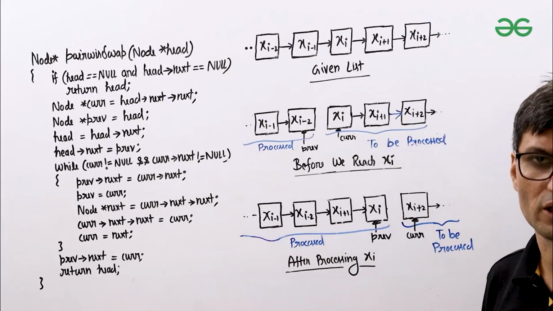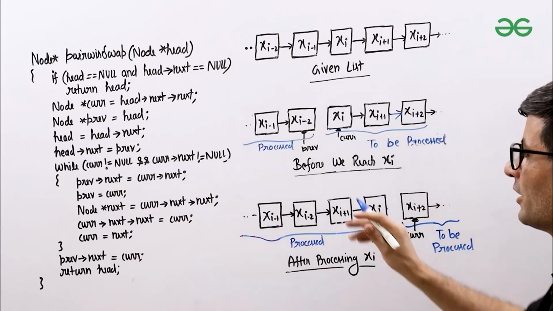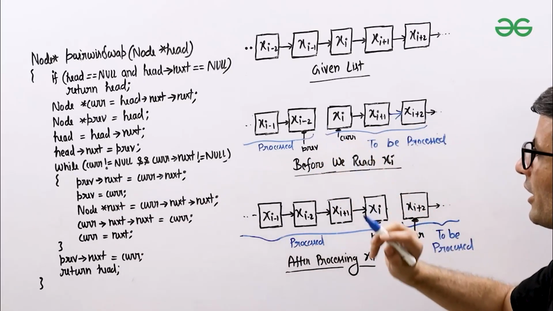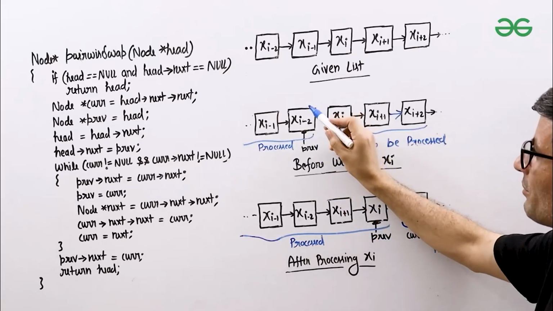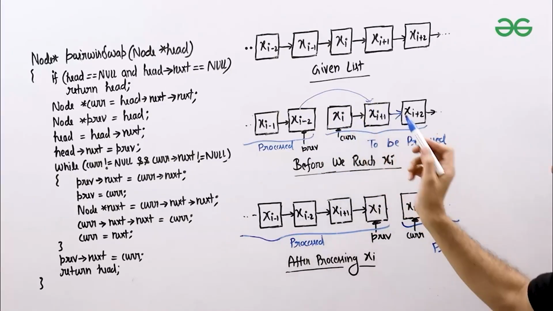We are just changing links here and there. So previous's next becomes current's next. Let's see what this step does. Previous's next becomes current's next, so its next becomes this. This is what current's next is.